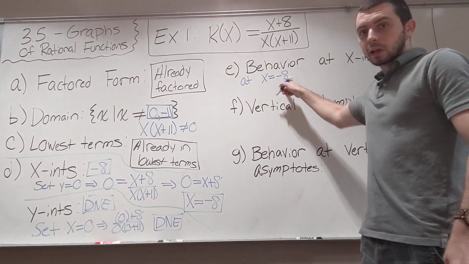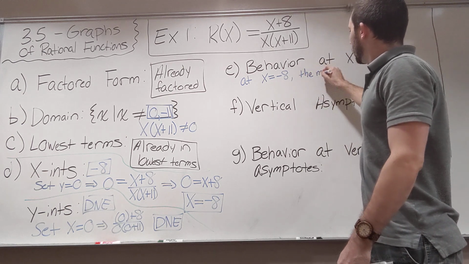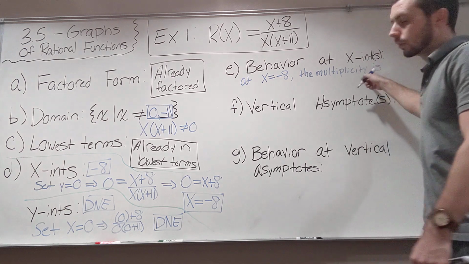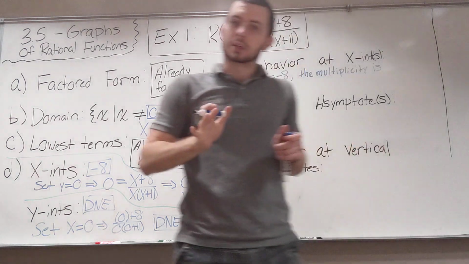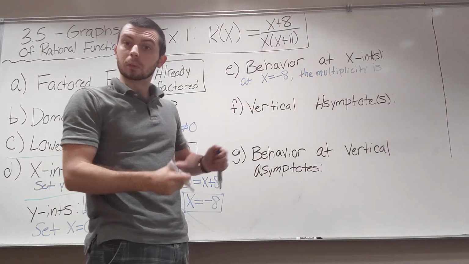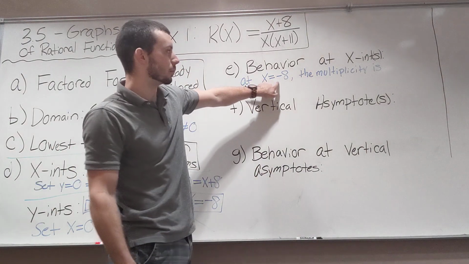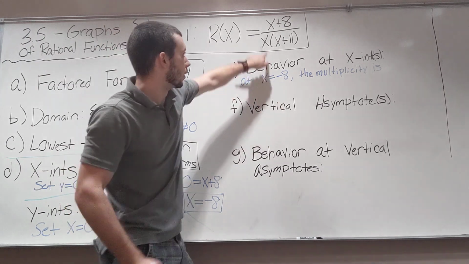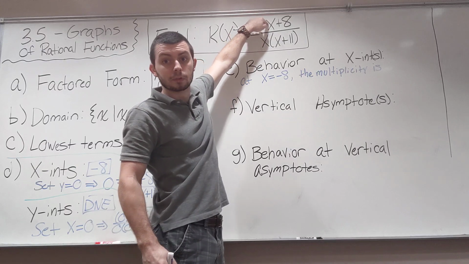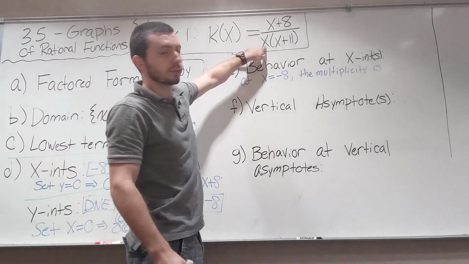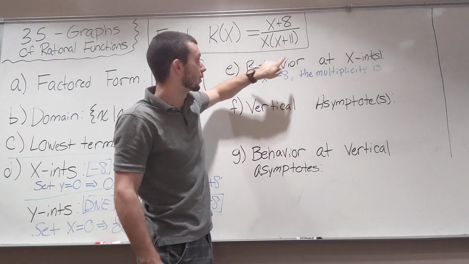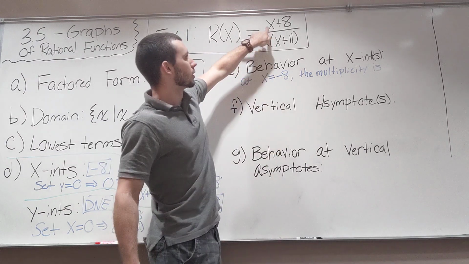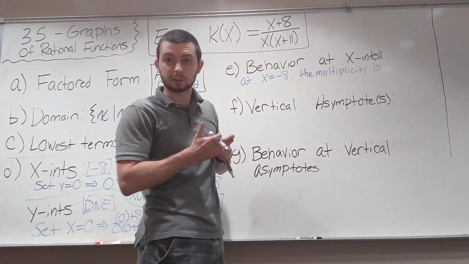So at x is equal to -8, the multiplicity is, so for any function, the multiplicity comes from the factor that we got the number from. So x is equal to -8. That came from the factor of x plus 8. So it did come from that factor. Notice x is a factor, x plus 11 is a factor, x plus 8 is also a factor. And as such, what is the exponent of x plus 8?